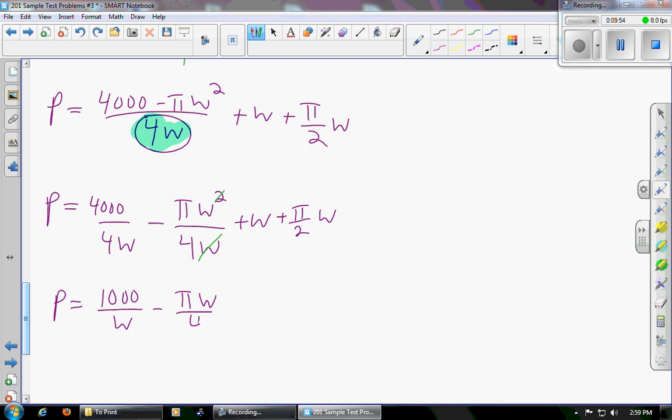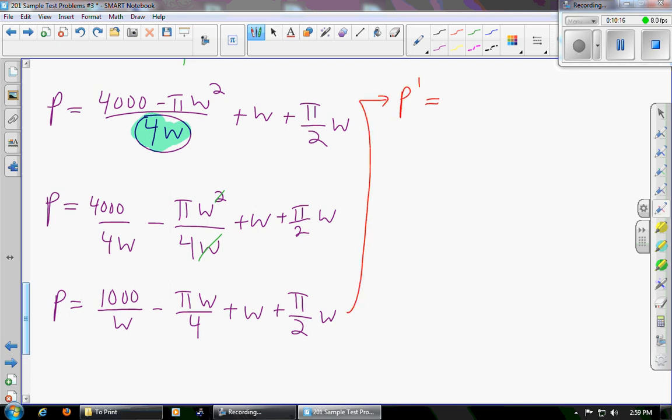Oftentimes, the hardest part of the calculus problem is the algebra. And I think that's the case in this problem. Okay, we've got an equation for the perimeter. It has only one variable on the right-hand side, w. And finally, it's as clean as it's going to be. So let's go ahead and take a derivative and put it up here.